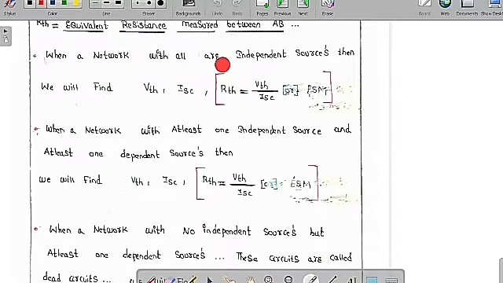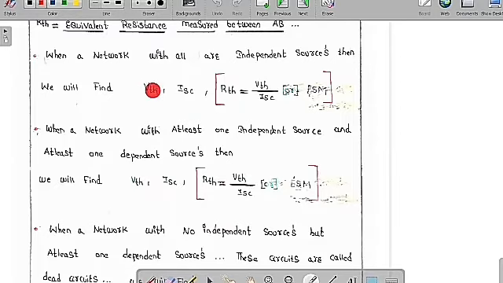When a network has all independent sources, suppose you take some complex circuit, and in that circuit only independent sources are present. Means there is nothing like dependent sources, everything is an independent source. Then we can easily find the VTH, and also we can easily find the value of ISC, or short circuit current, or the Norton current.